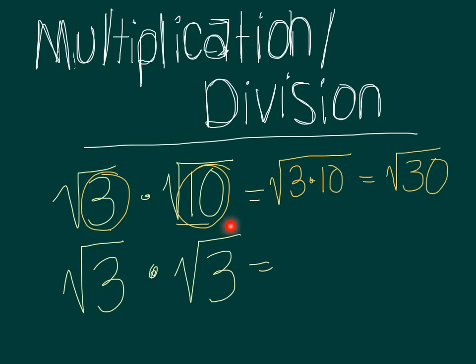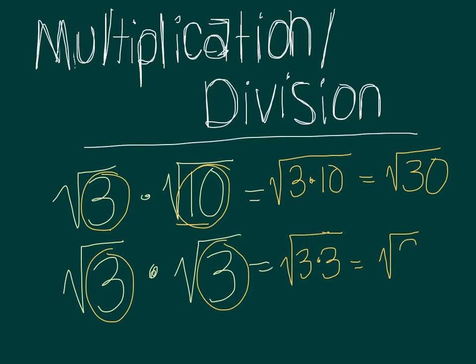Looking at the second example, square root of 3 times the square root of 3, well, that's going to be the square root of 3 times 3. So I combine both of these under one radical. Well, that's the square root of 9. And I know the square root of 9, so that's 3. So I can simplify that down even more.